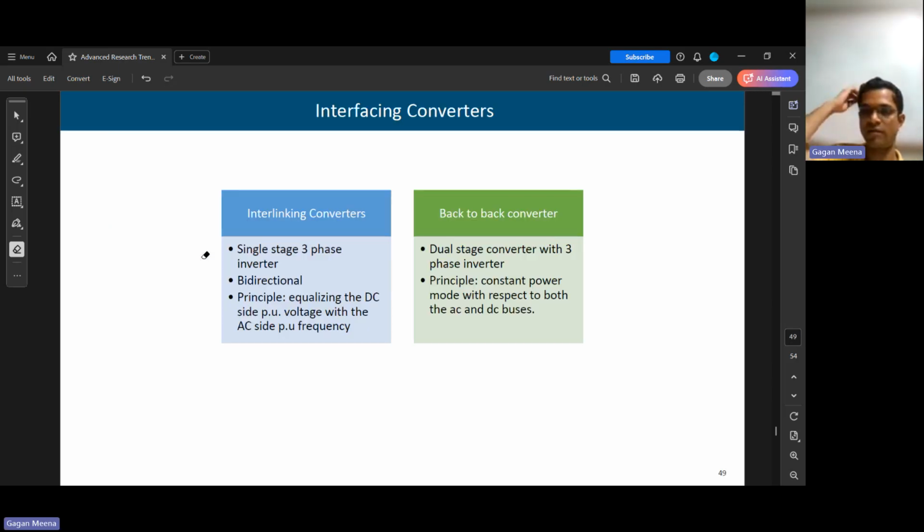So here we see interfacing converters. The interfacing converters are of two types. One is the interlinking converter, another is the back-to-back converter. The interlinking converters are single-stage three-phase inverters. They are bidirectional, and their purpose is equalizing the DC side per unit voltage with the AC side per unit frequency. Back-to-back converters are dual-stage converters with three-phase inverters, and their principle is constant power mode with respect to both the AC and DC bus.